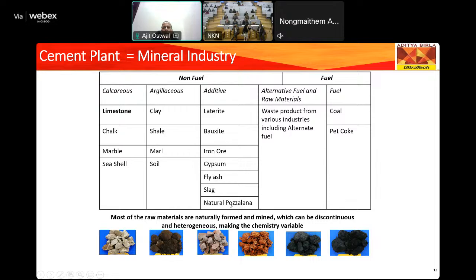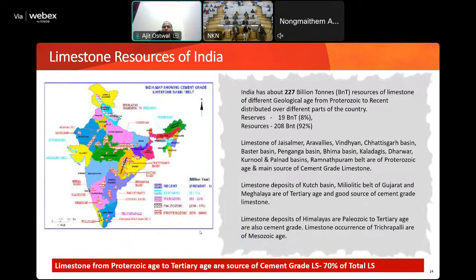Then gypsum, fly ash, and slag would be required for addition during cement grinding, so that we produce blended cement. And fuel, of course, coal, petcoke, or alternative fuel and raw material is also utilized as a fuel source. Most of the raw materials are naturally formed or mined, which can be discontinuous and heterogeneous, making the chemistry variable. If we see limestone resources in India, limestone is found in 10 to 12 states actually, and it is in clusters.